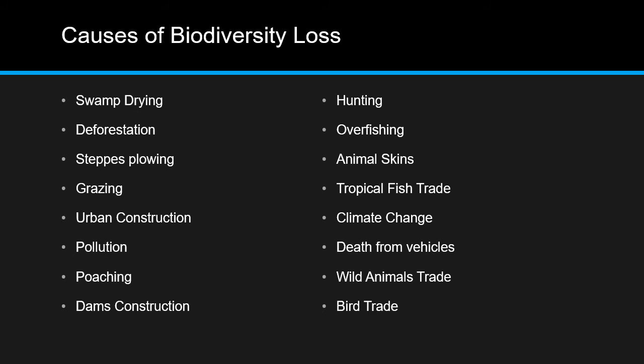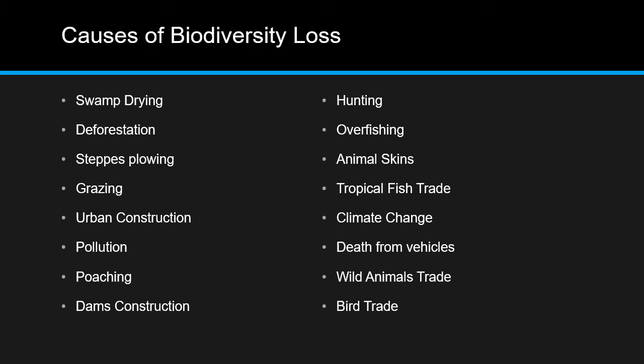So over here on this slide, you can see the many causes of biodiversity loss. The causes of biodiversity loss include swamp drying, right? The drying of swamps and ponds. Deforestation, the permanent removal of trees from large areas of forest. Steppes plowing, so the plowing of steppes, which are basically another name for grasslands that are in Asia. Overgrazing can also cause biodiversity loss. Urban construction, which can lead to habitat destruction, which can therefore lead to biodiversity loss.